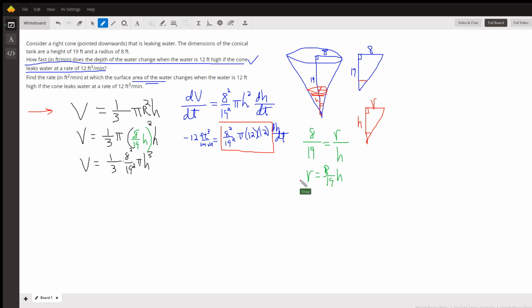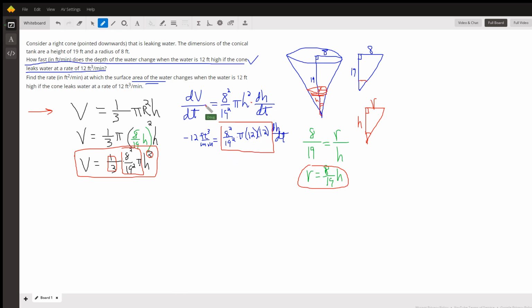Let's solve for R so that we can substitute 8/19 H into this formula. And that's what I've done right here. And I simplified it a little bit. I didn't multiply anything out, but there's what we want to take the derivative of with respect to time. So dV/dt equals, if I apply the power rule and take this 3 times the 1/3, that becomes 1. But the 8 squared over 19 squared pi, that's still a constant, so that's going to remain there. Then reduce the exponent by 1. And then the chain rule says times dh/dt.